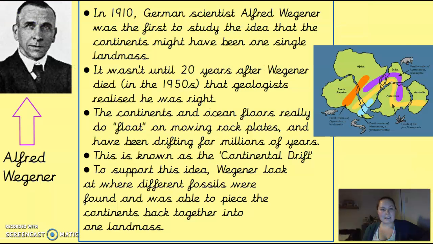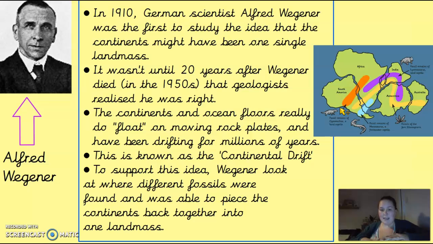So, a scientist named Alfred Wegener, 1910, was the first person to come up with the idea or study the idea that all our continents had once fitted all together like a jigsaw puzzle. Now, at the time, people weren't sure whether he was right or not, and it wasn't until the 1950s, actually after he had died, that experts began to realise he was right.